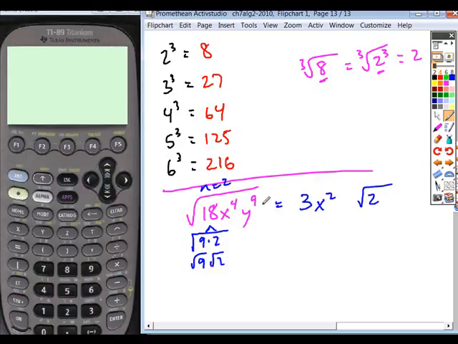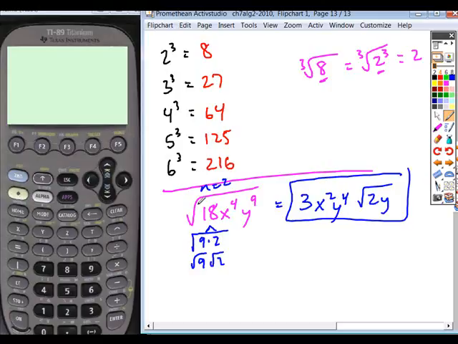Okay, how many groups of 2 can you remove from 9? 4, right? So 2 groups of 4 is 8. When you remove 8 of these y's, how many are left inside the radical? Okay. And so this winds up being your simplified form.